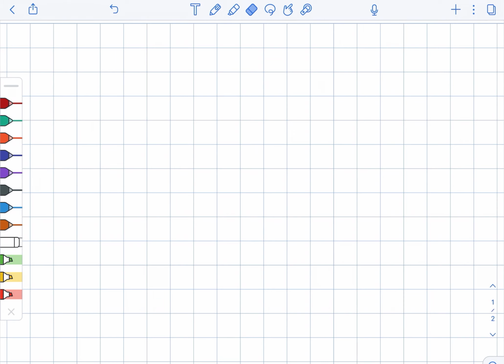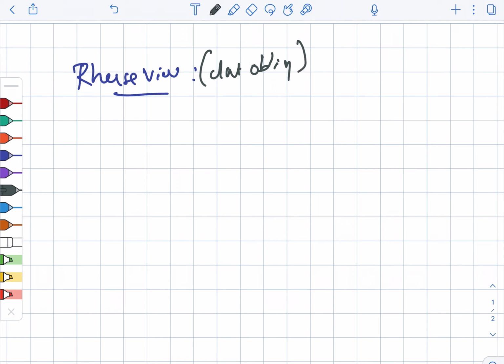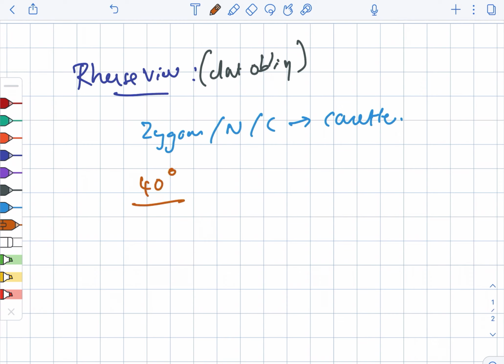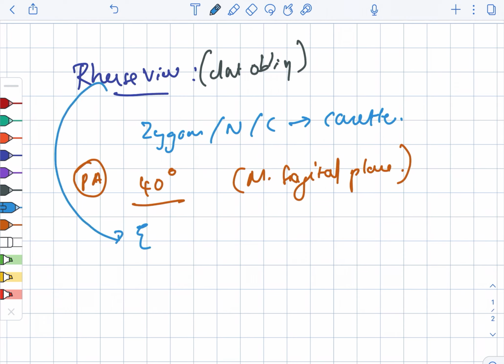Next we are looking at the Rhese view. In case of the Rhese view, it is the lateral oblique and the zygoma, the nose and the chin touch the cassette, and the X-ray beam is directed posterior anteriorly at 40 degrees, and this is at the mid sagittal plane. And here the structure seen is the ethmoidal sinus. So Rhese, there are two E's, which is for the ethmoidal sinus.